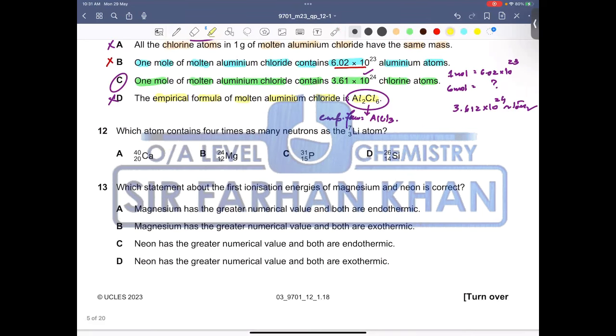Okay, let's do next question. Which atom contains 4 times as many neutrons as lithium atom? There are basically two different things. The first one, we need to consider 4 times the neutrons in lithium. So first of all, check lithium. How many neutrons in lithium atoms?